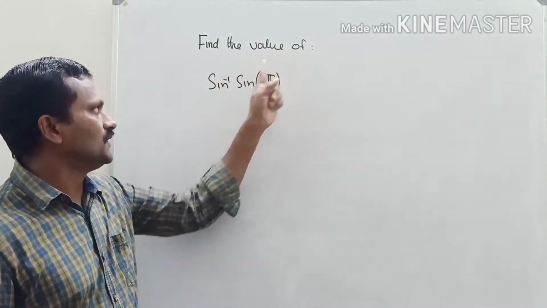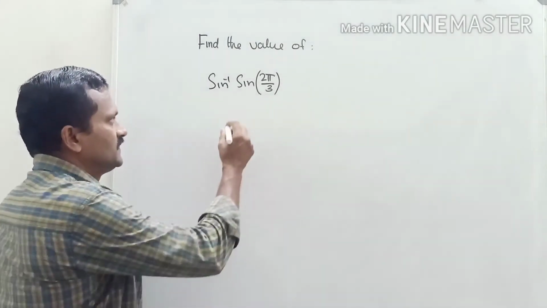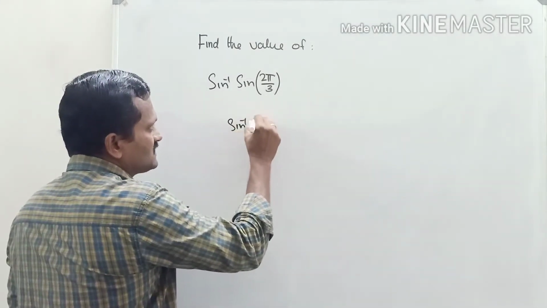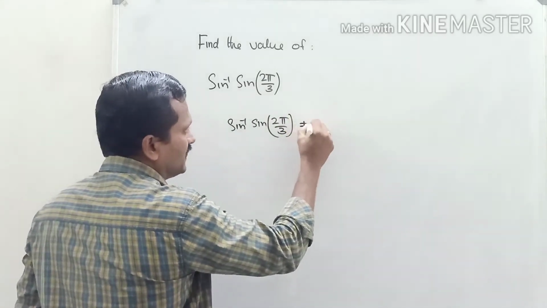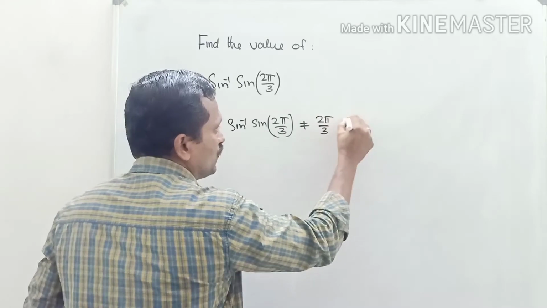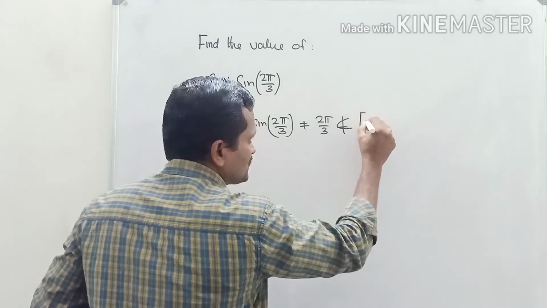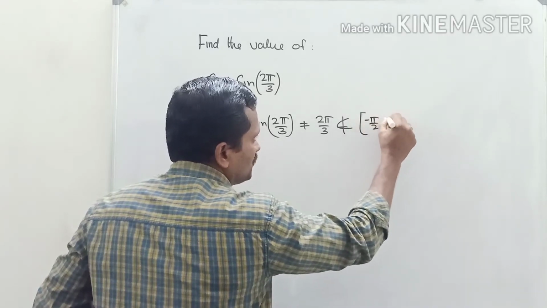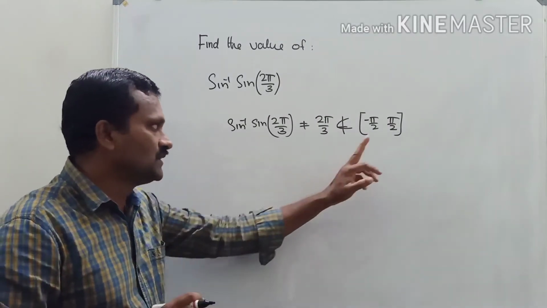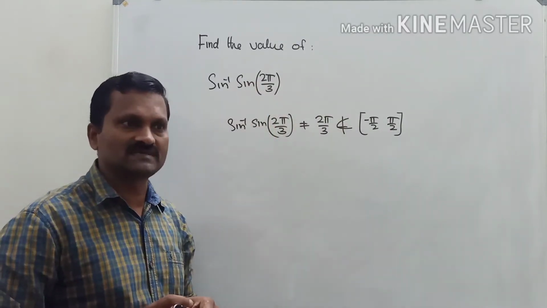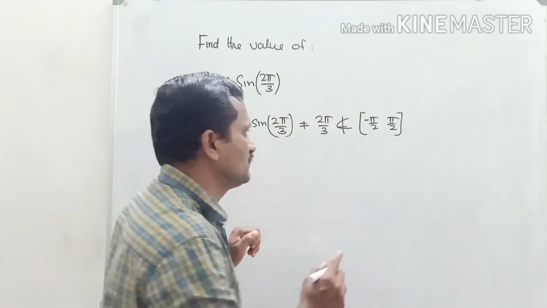Find the value of sine inverse sine 2 pi by 3. Sine inverse sine 2 pi by 3 is not equal to 2 pi by 3. Why? 2 pi by 3 does not belong to the closed interval minus pi by 2 to pi by 2. What is the closed interval minus pi by 2 to pi by 2? That is the range of sine inverse x. This value does not belong to the range of sine inverse x.